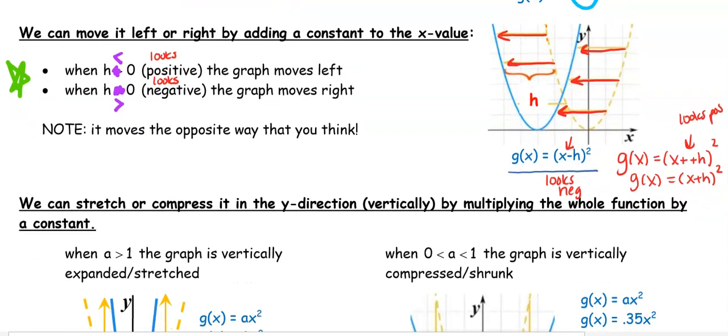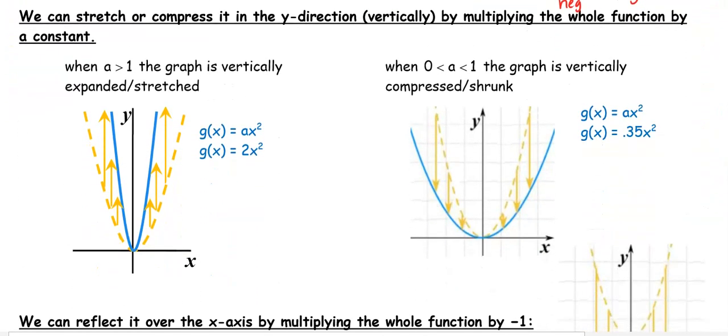Then we can change the shape of our graph. When we change the shape of our graph, we can stretch or compress it in the y direction. And when we call it in the y direction, that's a vertical stretch or vertical compression. There are horizontal stretching and horizontal shrinking, but we're not going to talk about it. We're only going to talk about vertical stretches and vertical compressions. And we do that by multiplying the entire function by a constant.